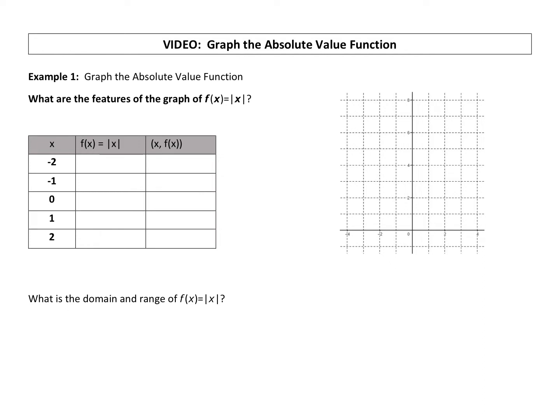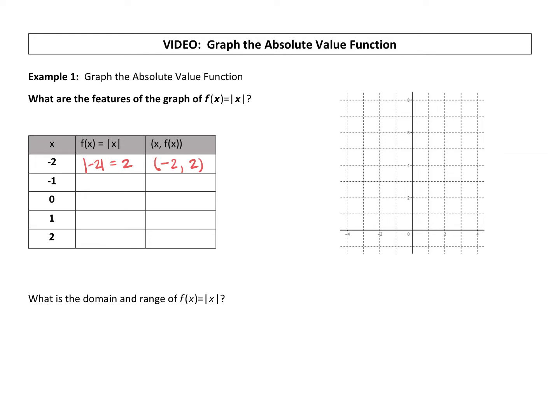So we are going to take this -2 for x, and we're going to plug it into our absolute value function. So we're going to take the absolute value of -2. That turns into a +2. And then we have an ordered pair where the x that we plugged in was a -2, and then the value that we got back for our function is a +2. So that ordered pair is on our absolute value function.